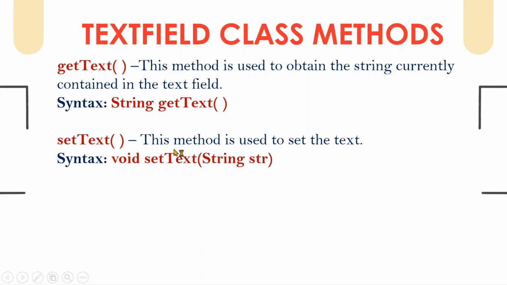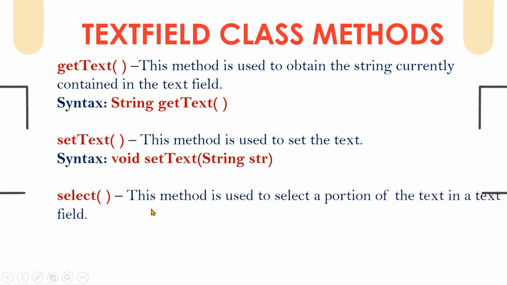Now if you want to set some new text, the setText method is used. You need to write the text field control name or the object name dot setText, and you need to write the string you want to put into the particular text box. Now the select method is used to select a portion of the text in a text field.